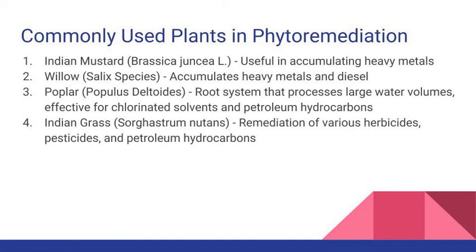In addition to the provided examples in Section 1, some additional common plant species used for phytoremediation are Indian mustard, which is useful for accumulating heavy metals, willow, which accumulates heavy metals and hydrocarbon fuel components, poplar, which is effective for treating large volumes of chlorinated solvents, and Indian grass for the remediation of various herbicides, pesticides, and petroleum hydrocarbons.